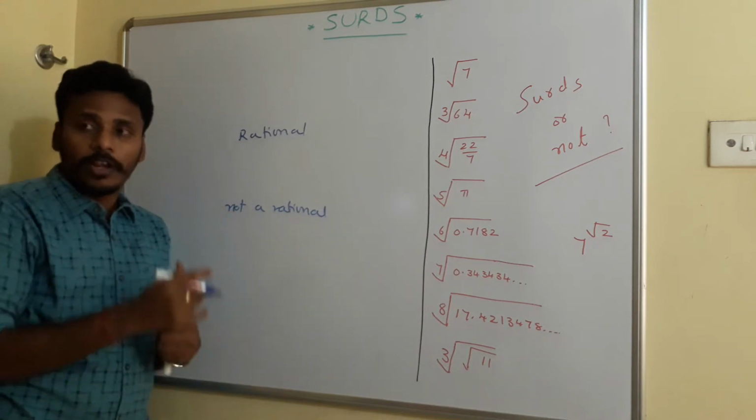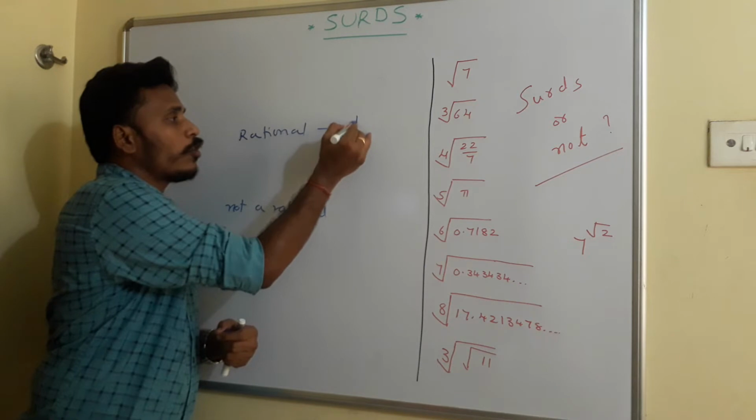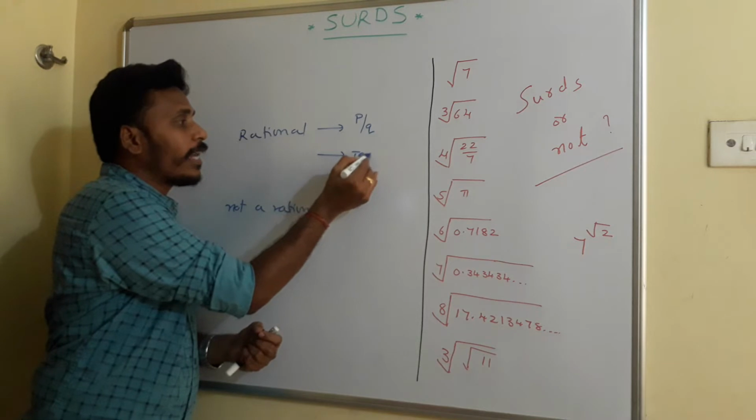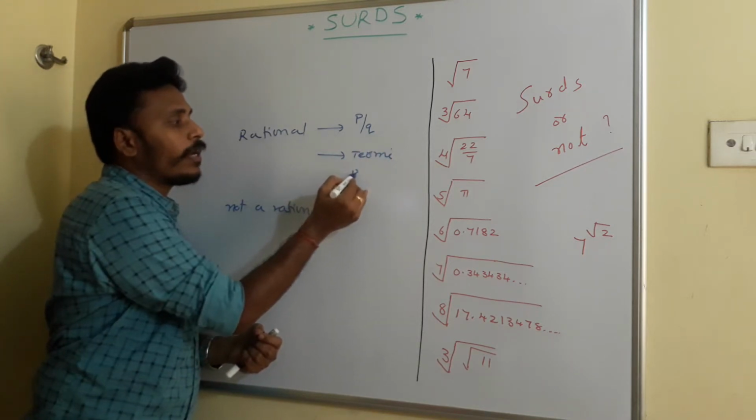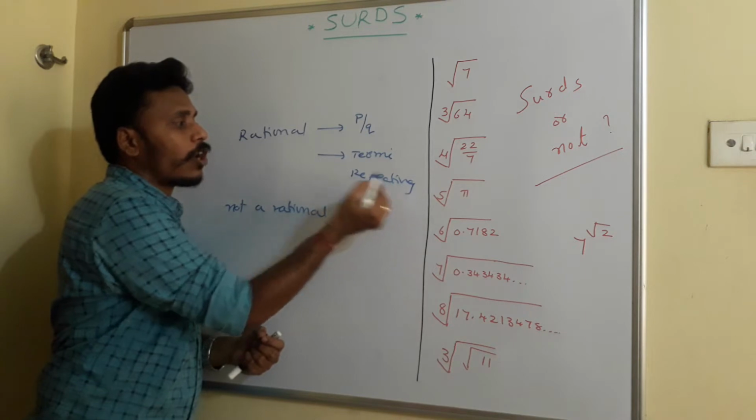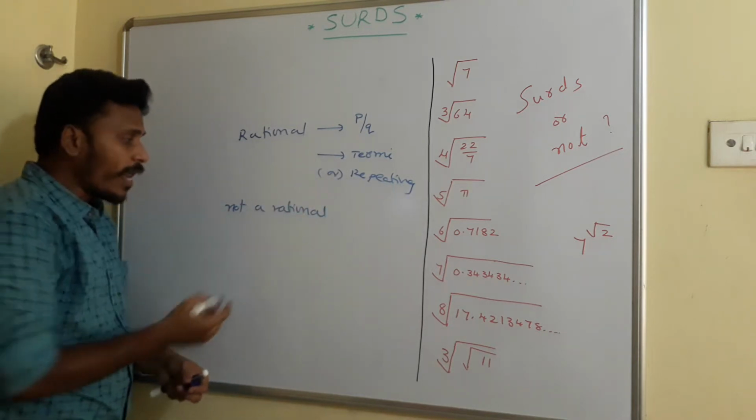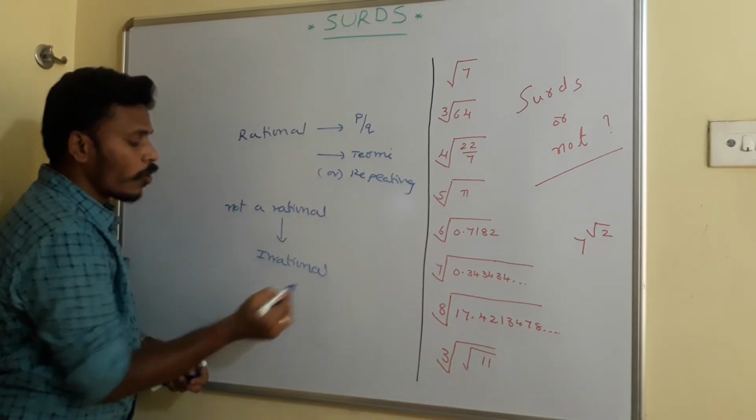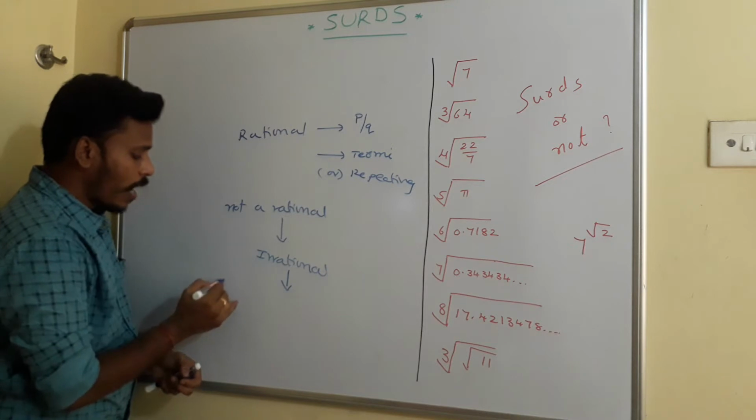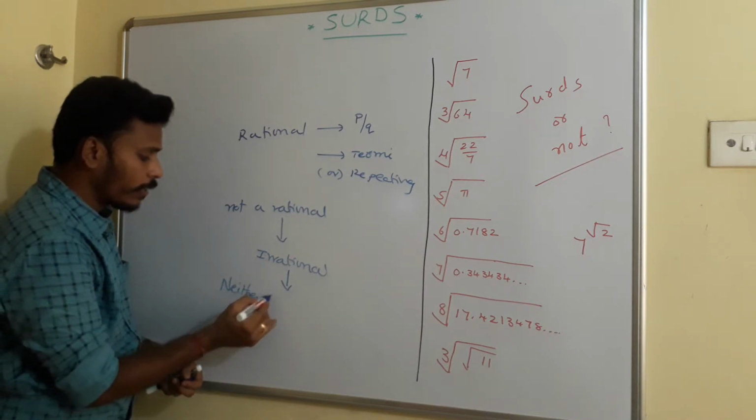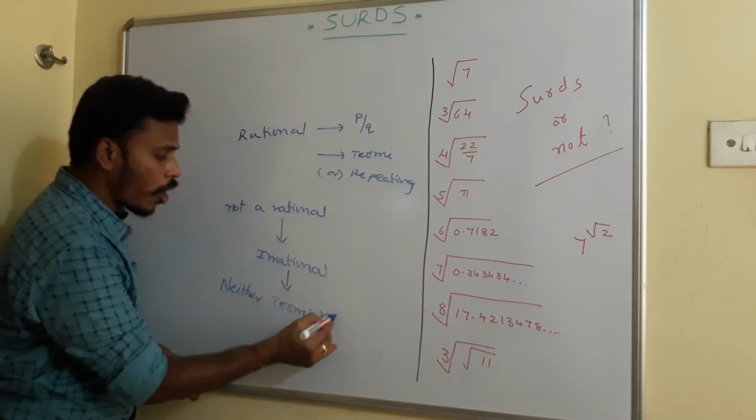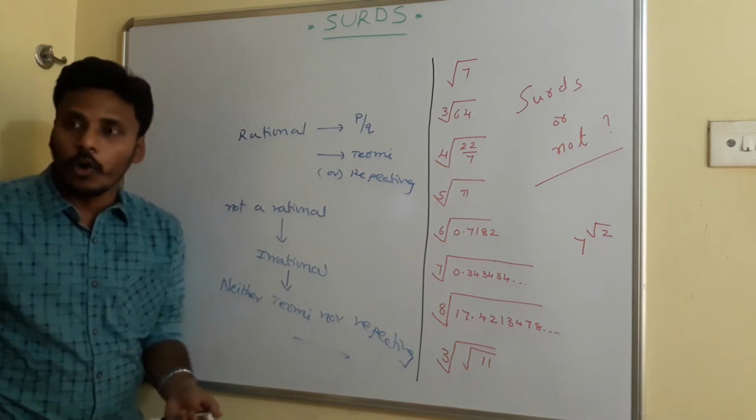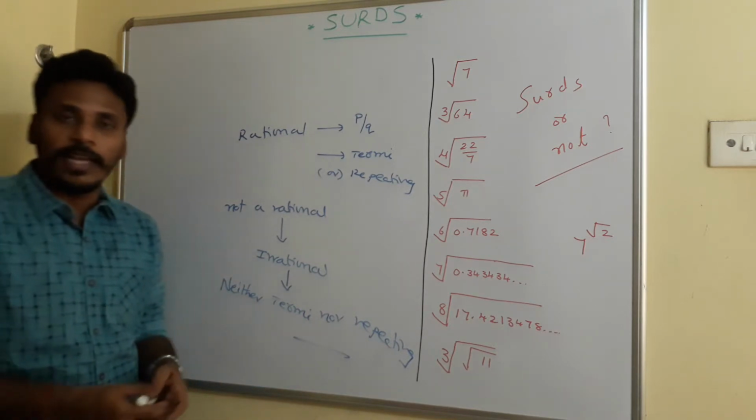So, what is rational and what is not? A rational number is usually of the form p by q. Rational numbers are terminating or repeating decimals. Whereas not rational means we call it an irrational number. Which type of numbers are irrational? Already we know that decimals that are neither terminating nor repeating are known as irrational numbers, as we discussed in the last class.